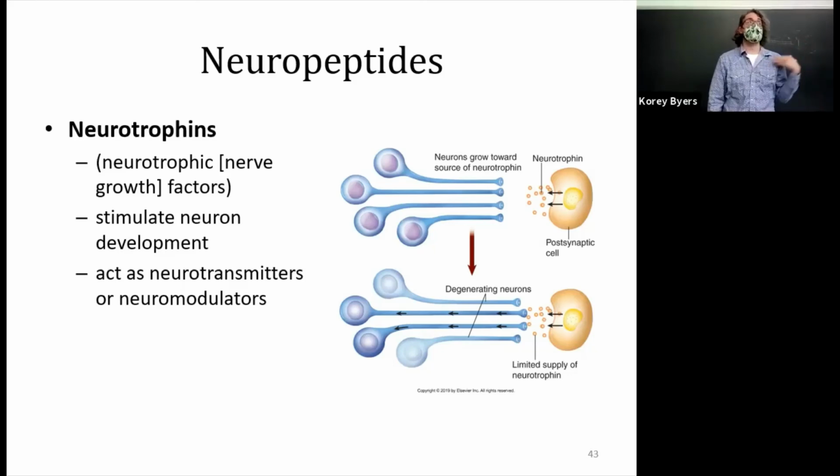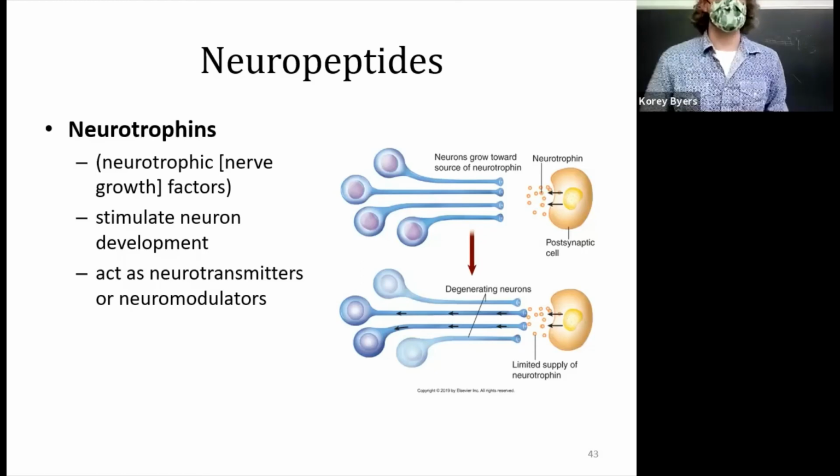Our brains, especially when we're growing up and going from the child to adult stage, but even now, you can lose neurons and gain neurons. And so your brain is extremely malleable. You can always learn new things, or you can always forget things too, depending on how strong the memory was. And so neurotrophins play a role in either cell growth toward the neurotrophin or degeneration if we're removing neurotrophins.